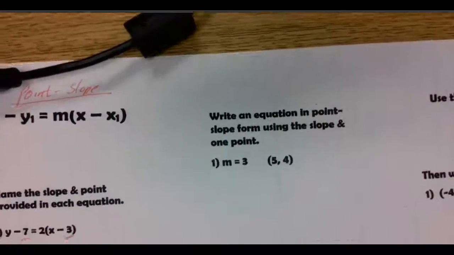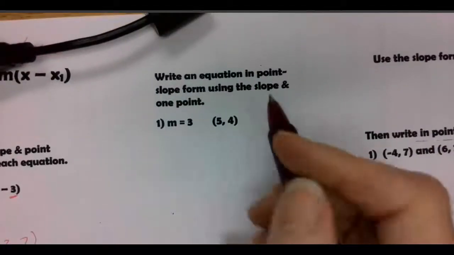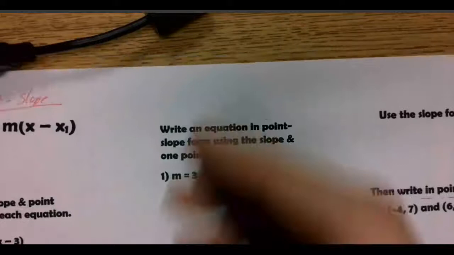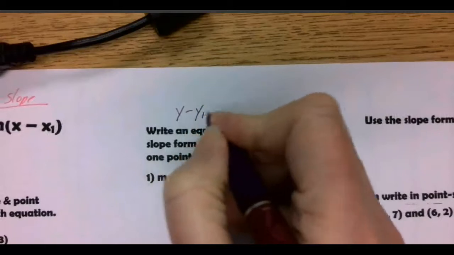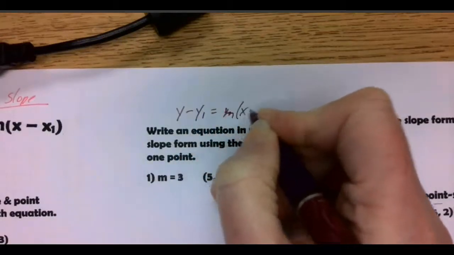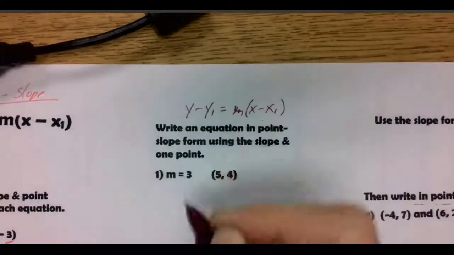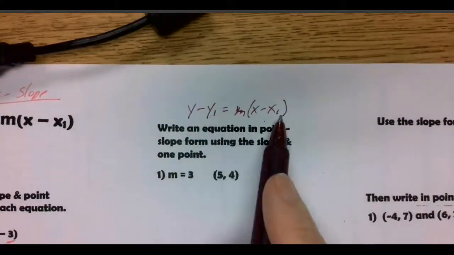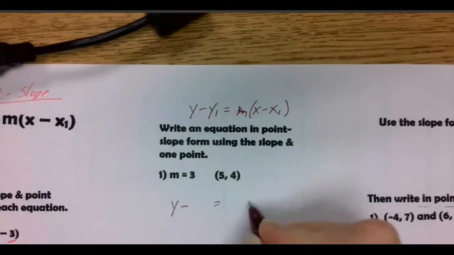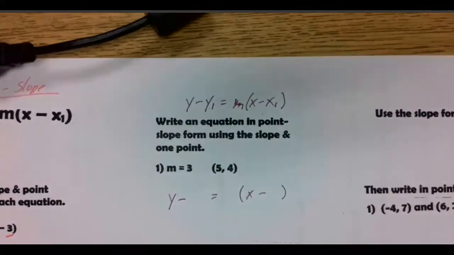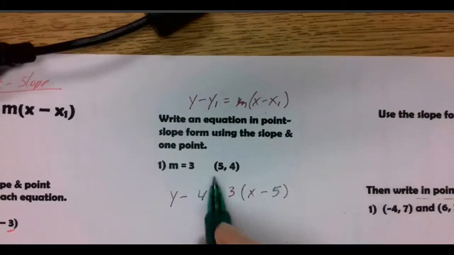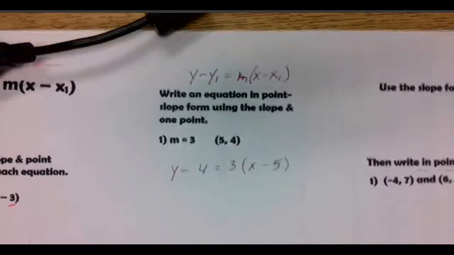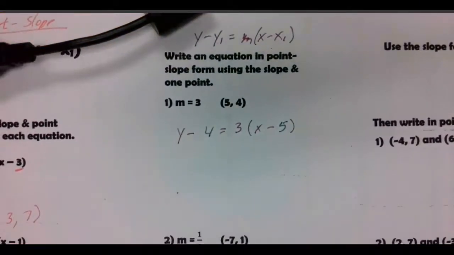Okay, so now we're going to write the equation in point-slope form using what's given, a slope and one point. So all I'm going to do is write this equation out again so you can see it right above this. Y minus y sub 1 is equal to the slope times x minus x sub 1. I'm going to write down the form and then leave spaces for all of these. So y minus is equal to x minus. So my slope is 3. I plug that in. My point is 4 and 5. My x value goes here. My y value goes there. That's it. If all I'm doing is writing point-slope form, you're done.